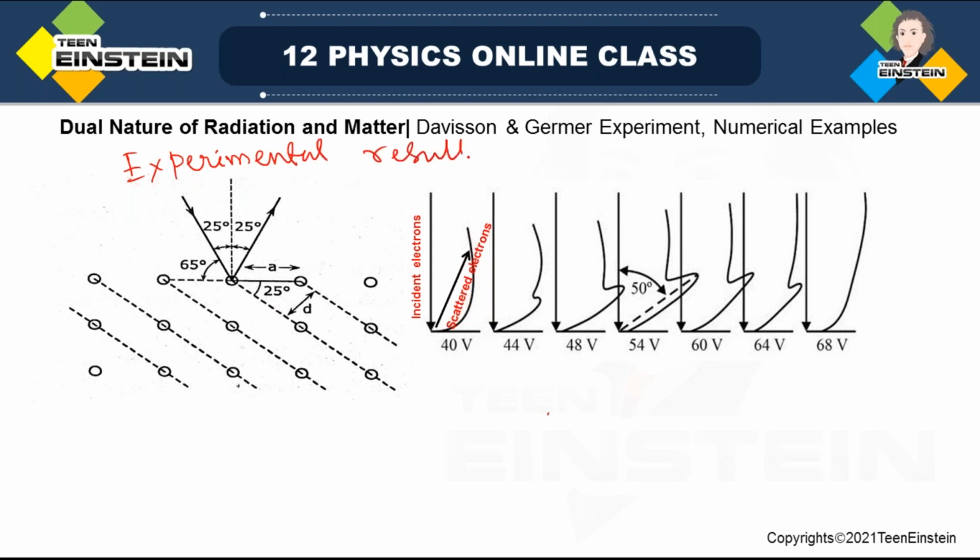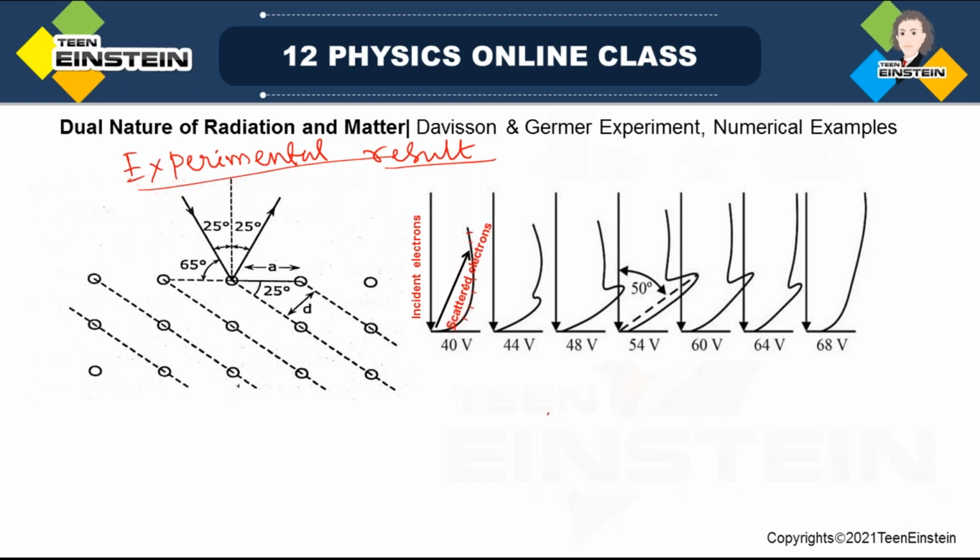Experimental result. So, experimental result. What was that result? Upon scattering, whatever electrons were collected at different scattering angles were plotted. This is actually the intensity, or the number of electrons, which is directly related to the intensity, plotted against various angles of scattering.